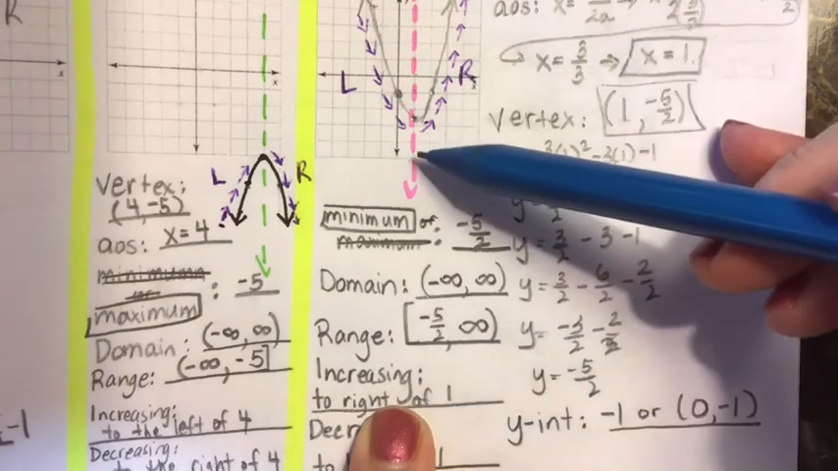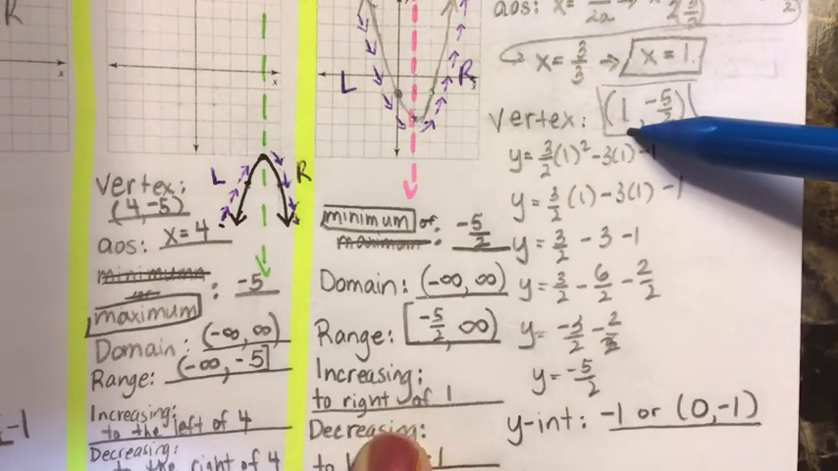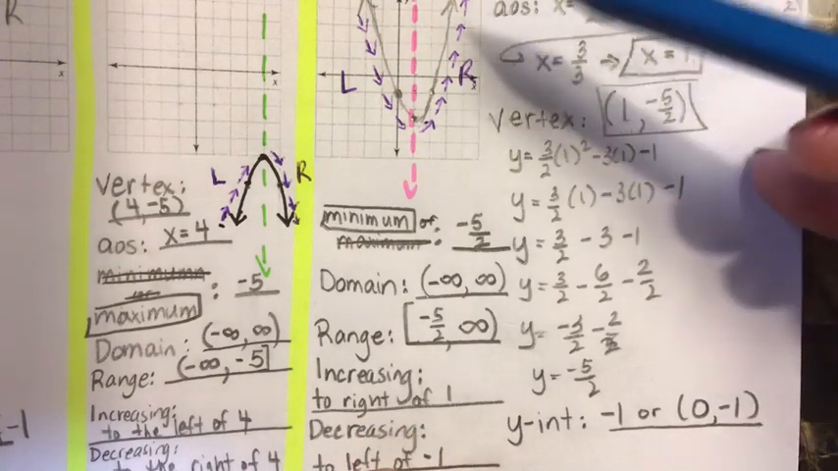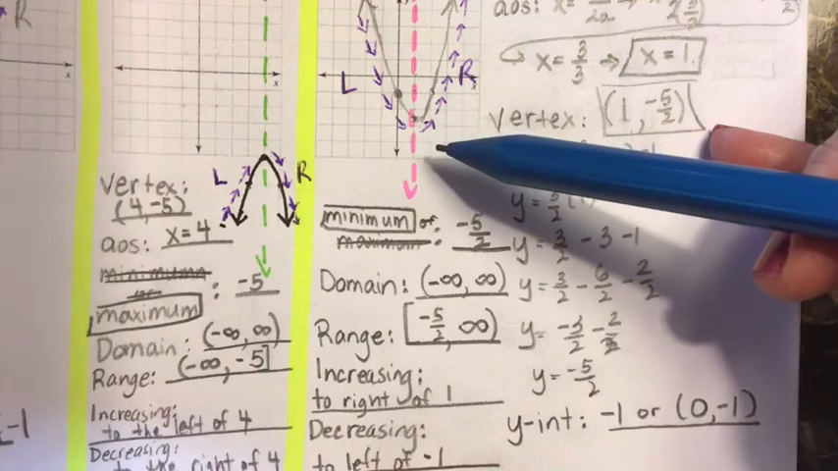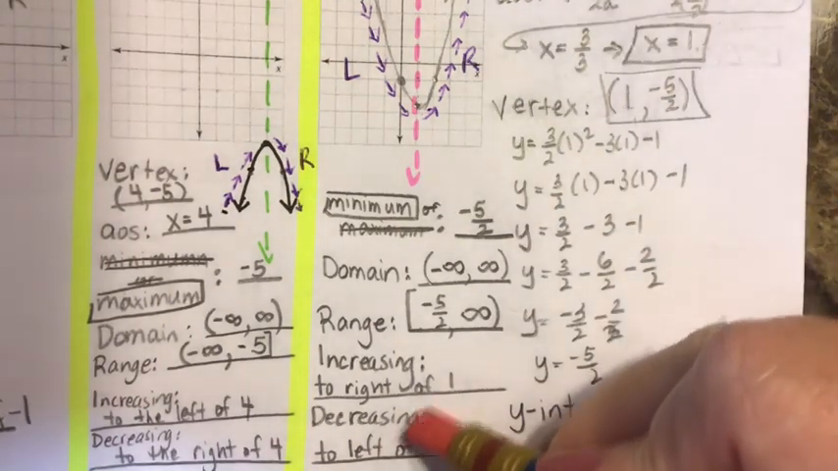Where's it increasing? It's increasing to the right of 1. And where's it decreasing? It's coming down, or decreasing, to the left of 1. I don't know why there's a negative sign there.